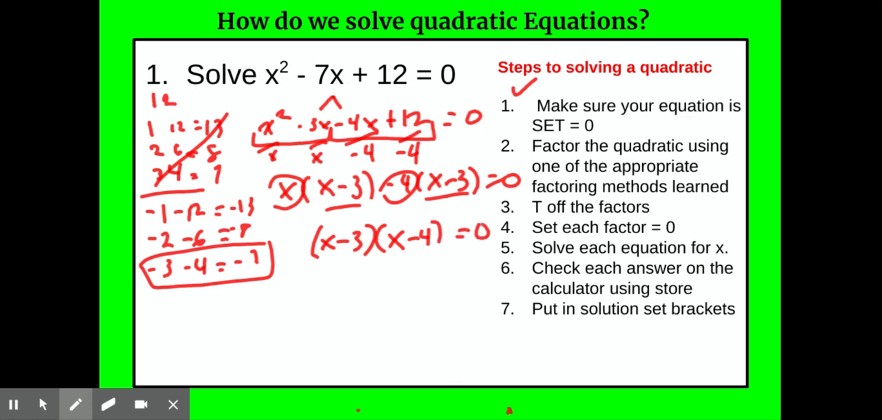So this should not be new. This is old material that we've already done factoring. So now this is where the new stuff happens. So now we're down to number 3. 3 says set off the factors.